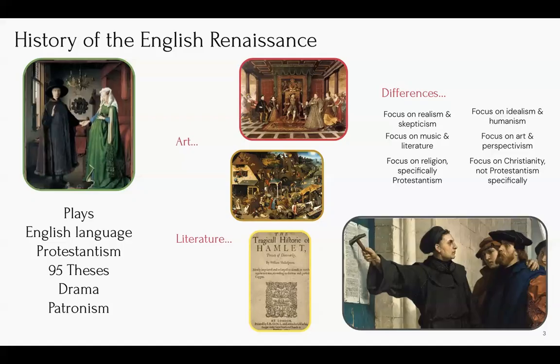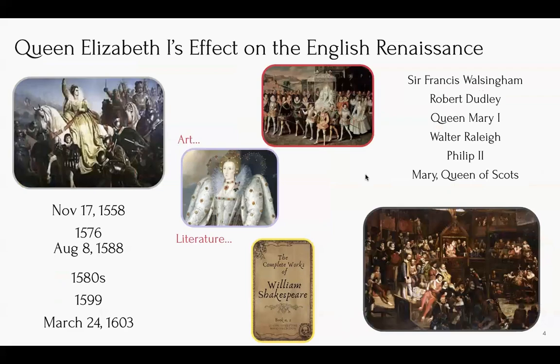Then for literature, it focused on examining the church and its sins, using the printing press to translate and spread work, romanticism and true love, which we see in William Shakespeare, which we'll get a bit more into in the next slide, and recentering on the Greco-Roman principles and writing style, which shows classicism.